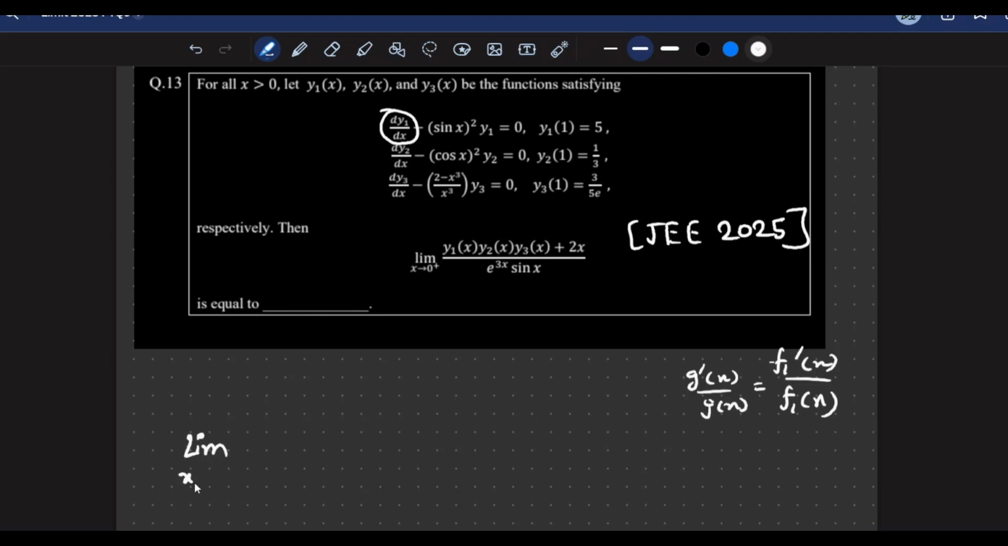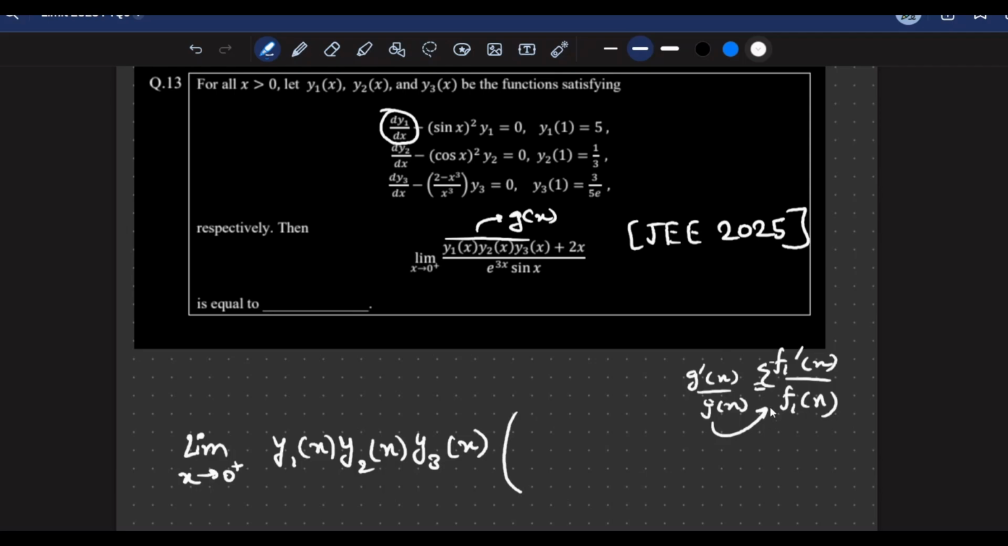First of all, what we are going to do is use L'Hopital's rule. So in L'Hopital's rule, what we need is the derivative of this function. Let us call this g(x). We need the derivative of g(x), that is g dash x. So I need to shift this g(x) over there, along with the summation. So what is g(x)? y1(x), y2(x), y3(x) times summation f1 dash x by f1(x).